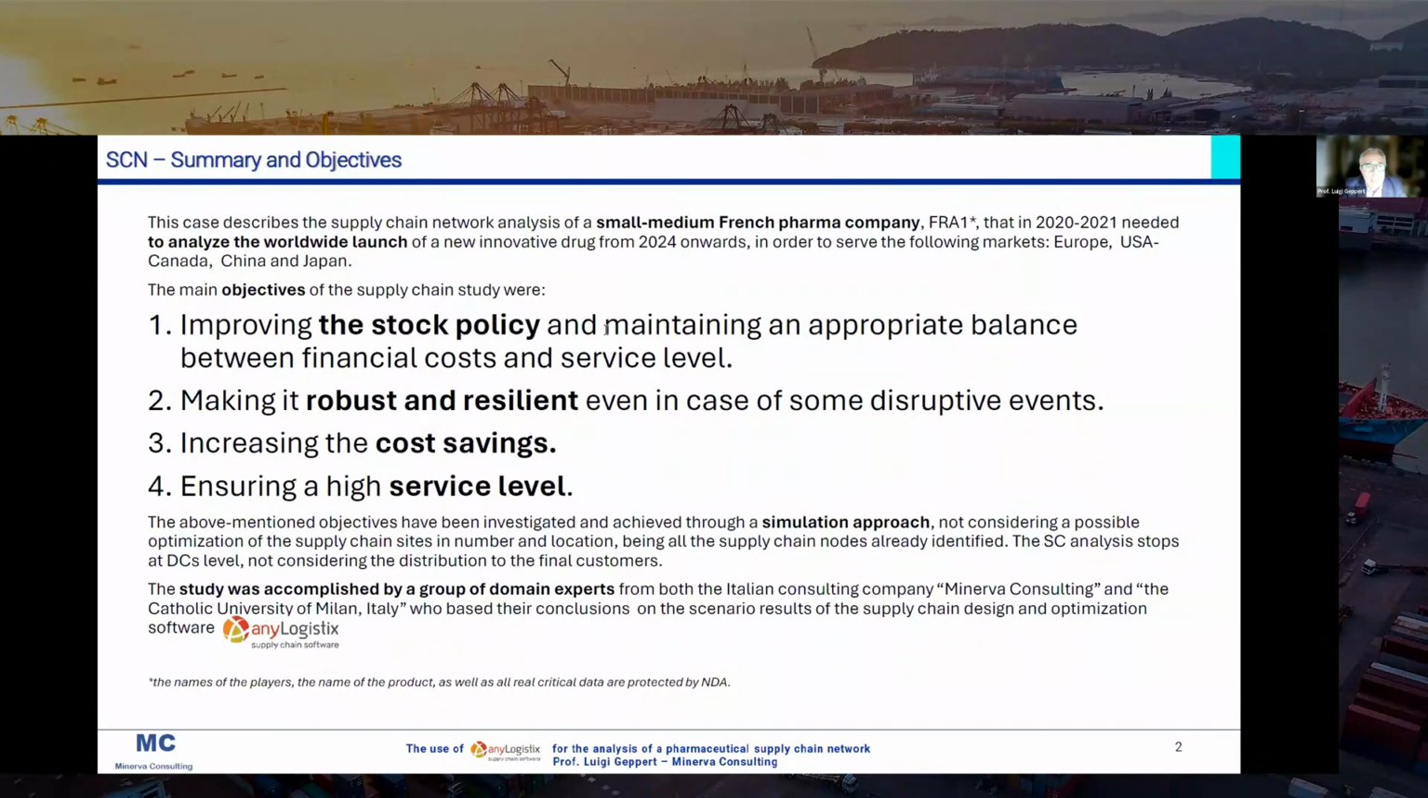First of all, the analysis of the stock policy in order to have an appropriate trade-off balance between financial cost and service level. The second objective was to make the supply chain as robust and resilient as possible in order to have the ability to face and tackle some disruptive events. The third objective was cost saving, of course. This is a typical objective that we can find on every supply chain. And of course, also the last one, ensuring a high level.